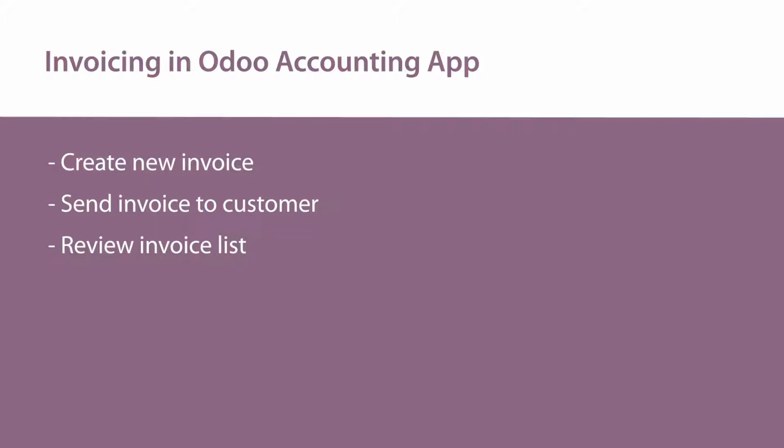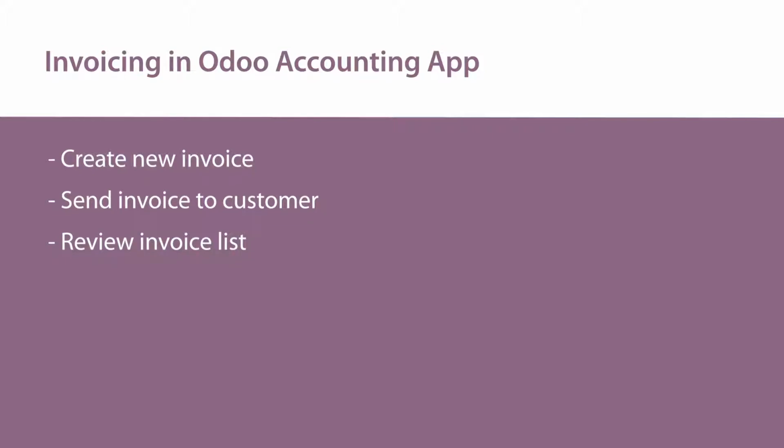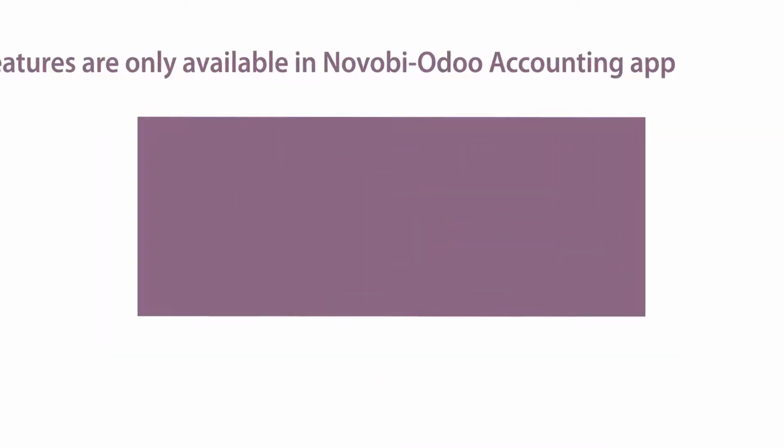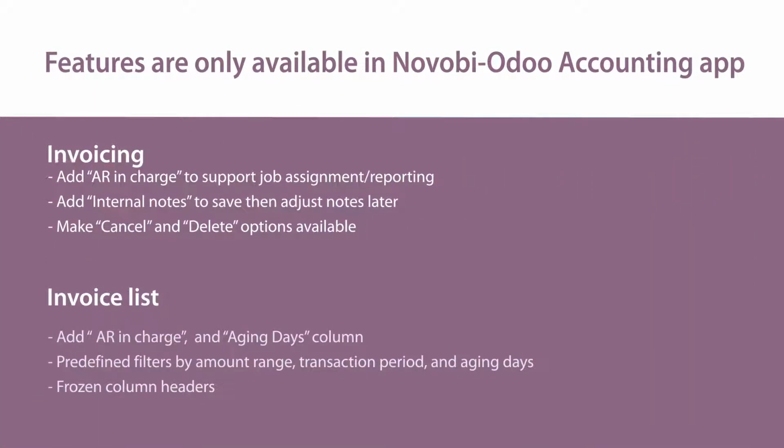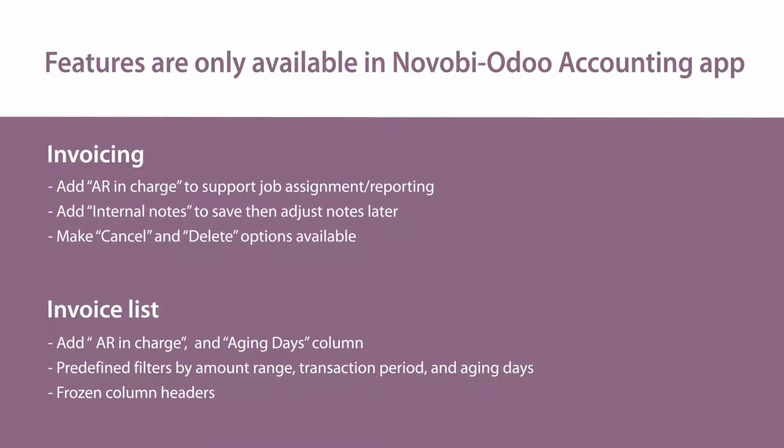In this video, I'll explain how you can create a new invoice and send it to a customer. I'll also show how we improved the invoice lists in Odoo by adding two new fields, AR in charge, which is useful for assigning an accountant to handle a list of customers, and aging days, which keeps track of the number of days an invoice is past its due date.